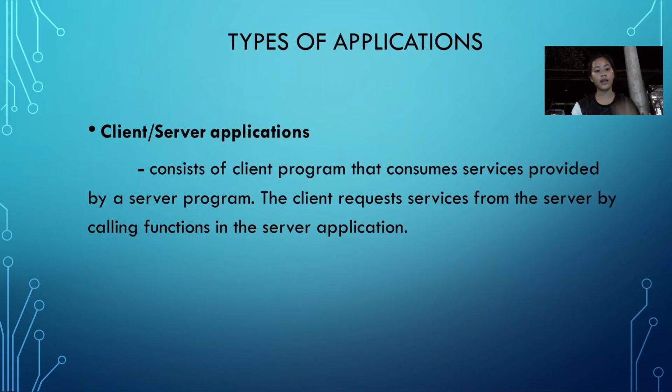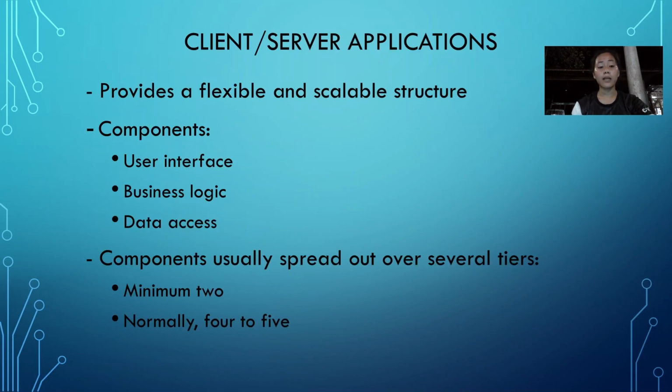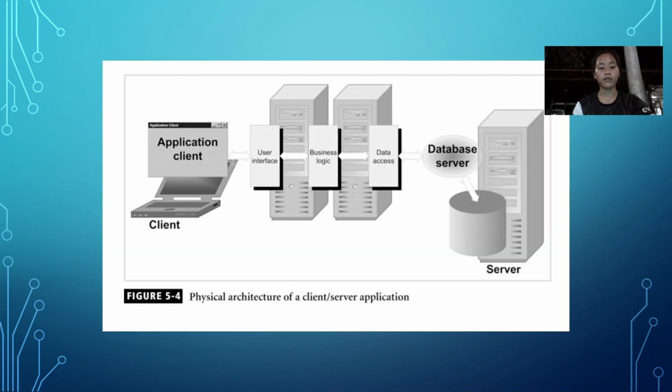Next are the types of application, starting with client-server applications. A client-server application consists of a client program that consumes services provided by the server program. Also, the client requests services from the server by calling functions in the server application. So, a client-server application provides a flexible and scalable structure, and it has three components, which are the user interface, business logic, and the data access. Also, components are usually spread out over several tiers, with a minimum of 2 and normally 4 to 5.